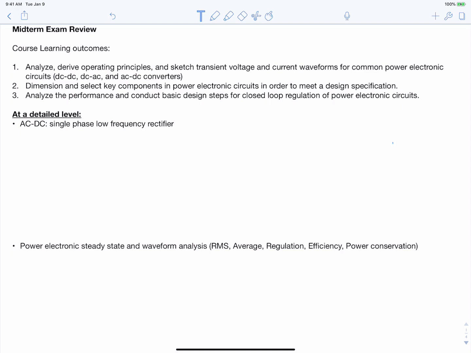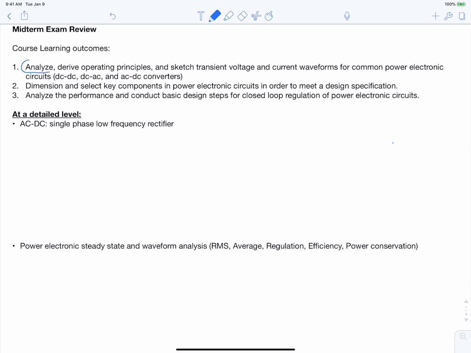So the first outcome reads that you should be able to analyze, derive operating conditions, and sketch transient voltage and current waveforms for common power electronic circuits. This includes DC-DC, DC to AC, and AC to DC converters. Let's unpack this a little bit. We're specifically talking about three things.